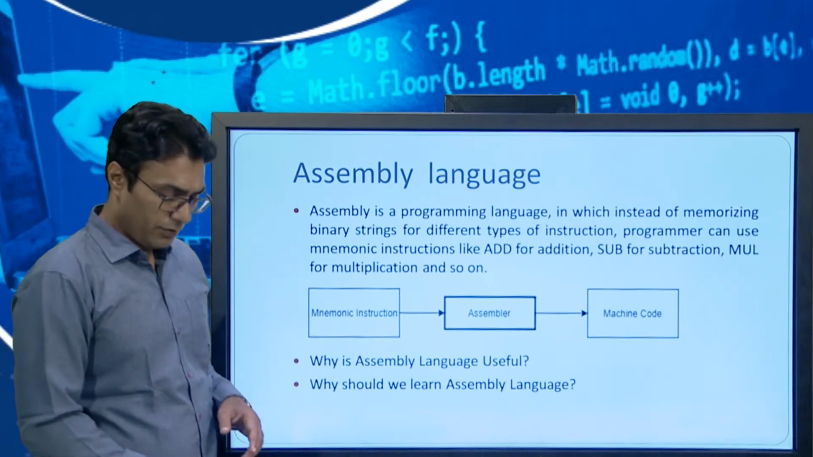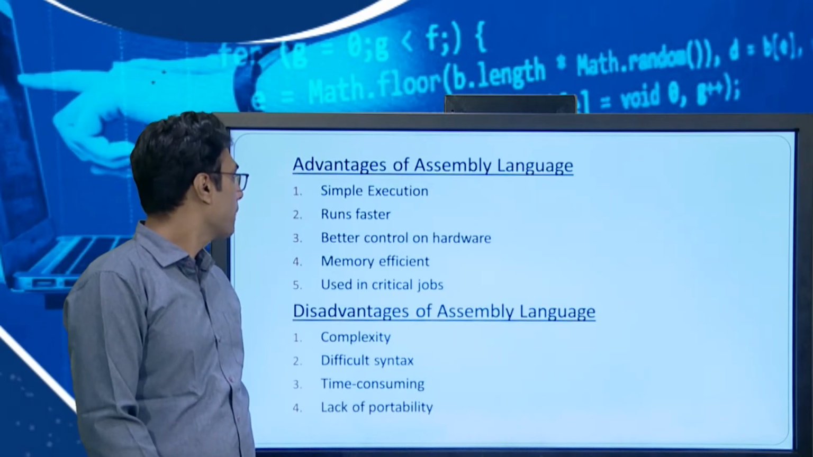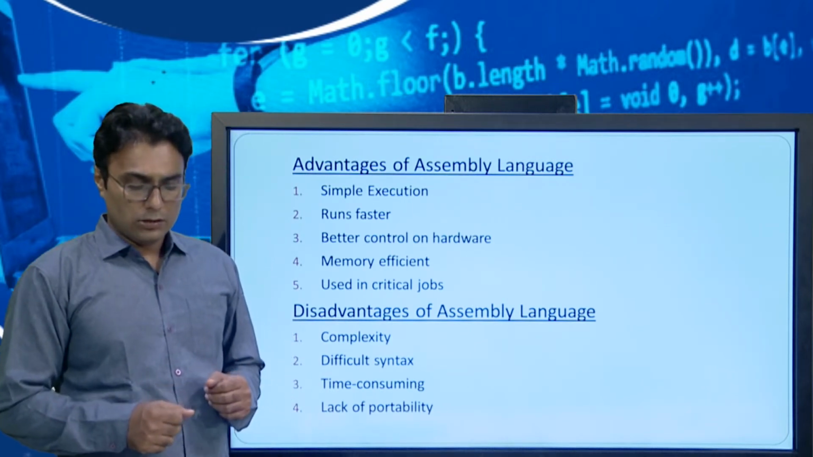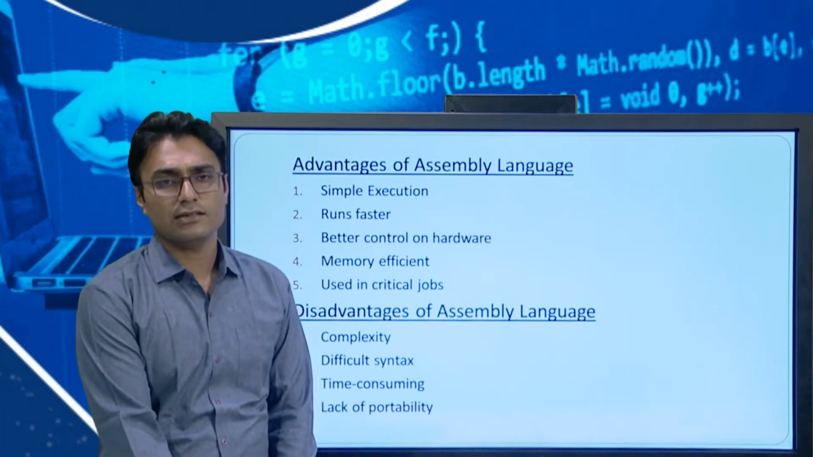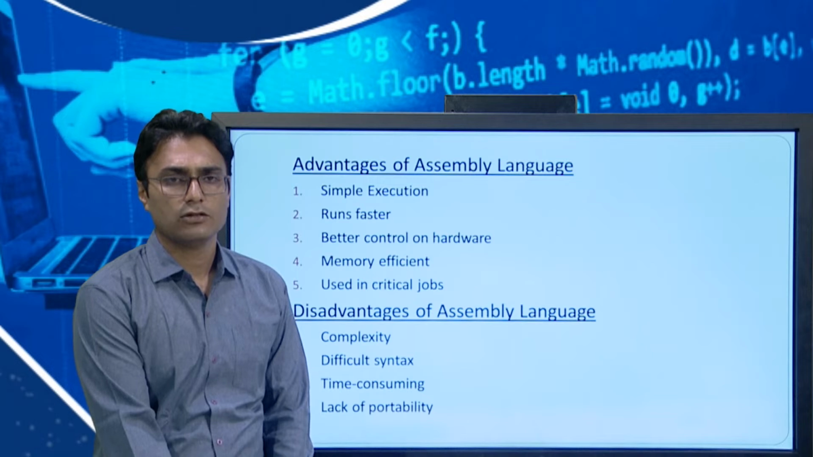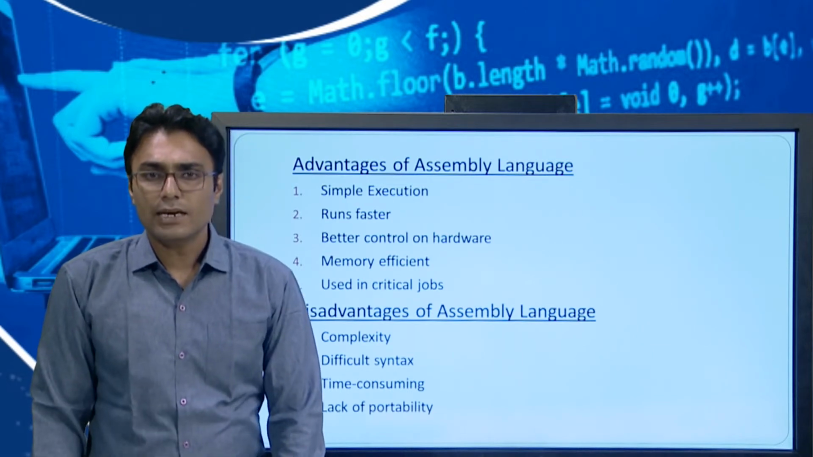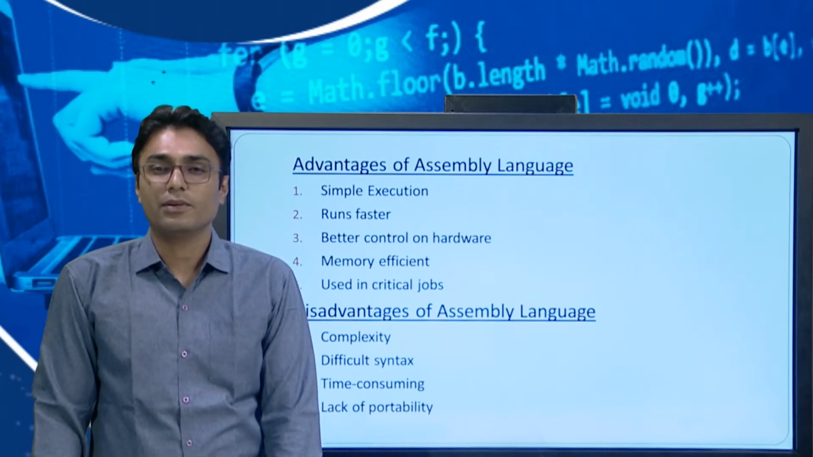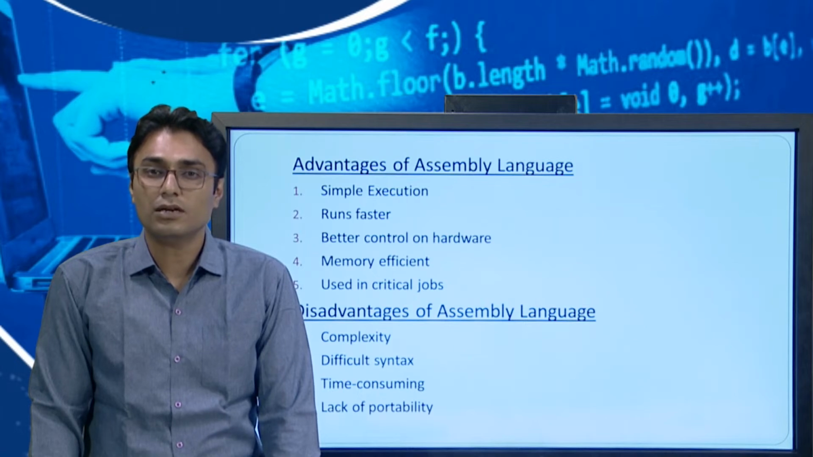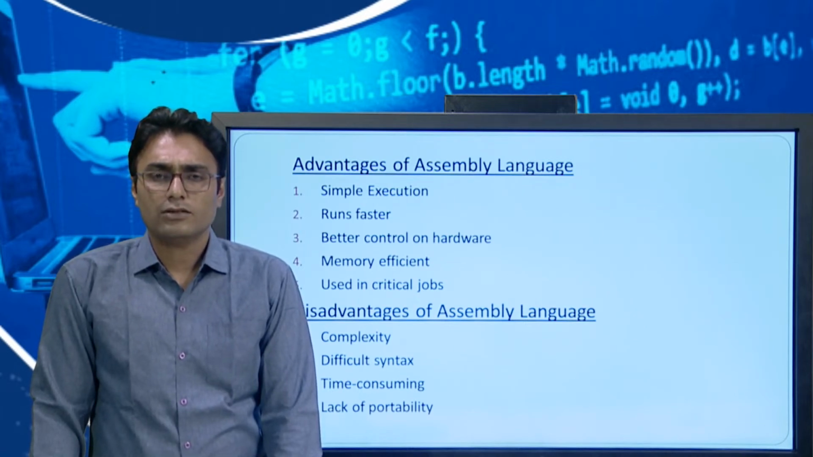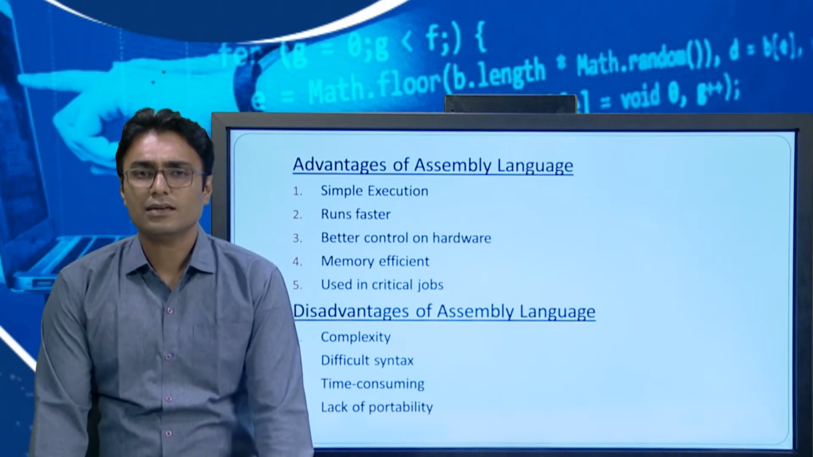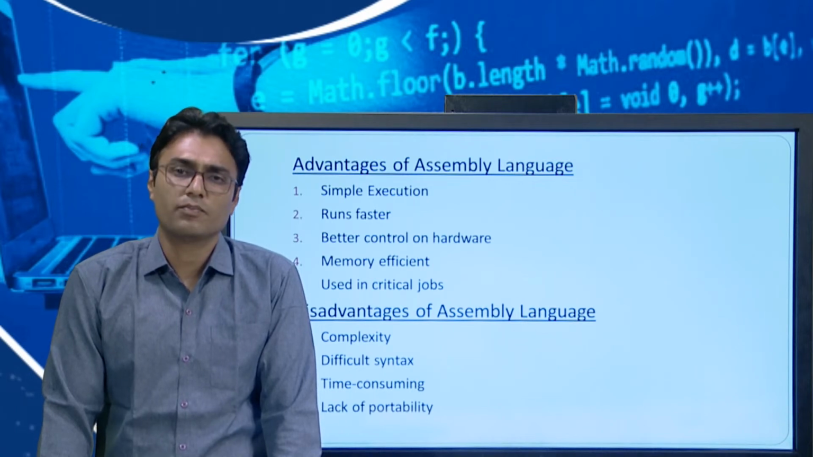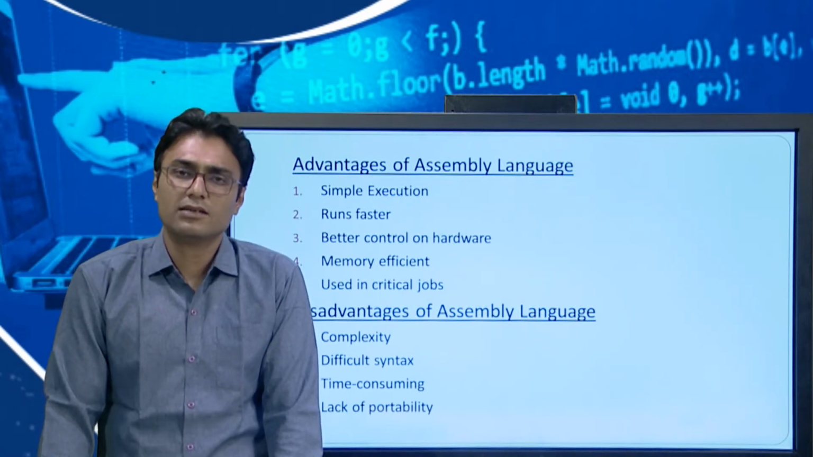Okay, now we will discuss some of the advantages and disadvantages of assembly language. Let's discuss the advantages first. You can see simple execution. The execution of the program is simple using assembly language because it makes the code human readable and at the same time almost corresponds to the machine code. It uses the assembler that scans the assembly program and maps its instructions to the equivalent machine code, generating the instructions for the machines.